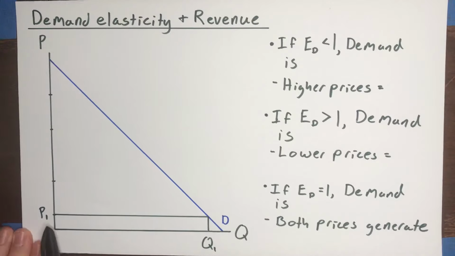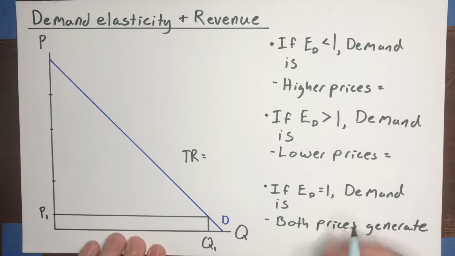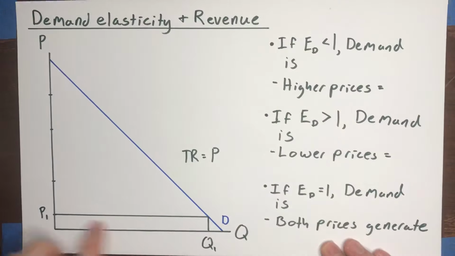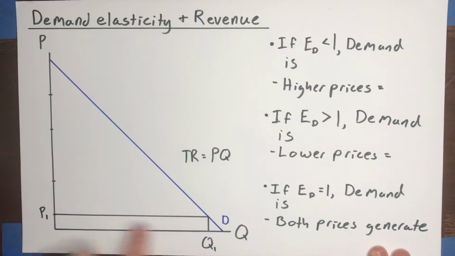Now, notice that when I draw this price line and this quantity line, I have formed a rectangle along with the X and Y axes. The area of this rectangle tells you the total revenue that the firm would be earning. Because total revenue, TR, is equal to the price that you're selling your product for times the quantity of units that you are selling. So the area of that rectangle is the height of the price times the length of quantity. That's your total revenue.